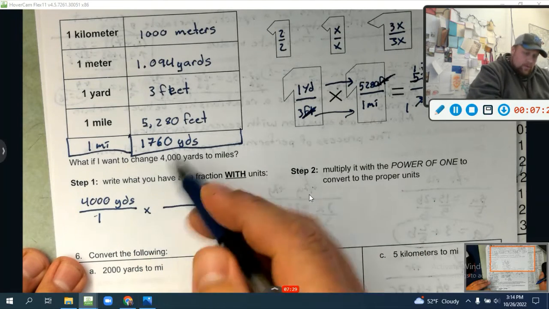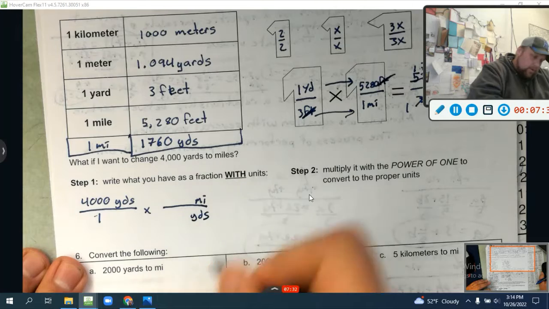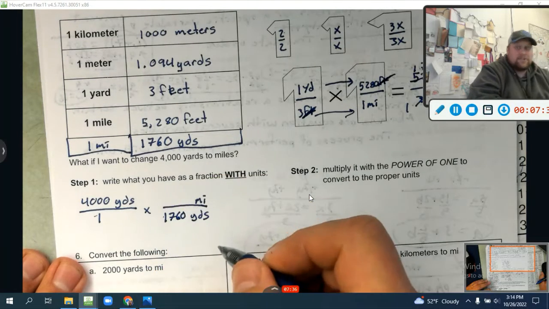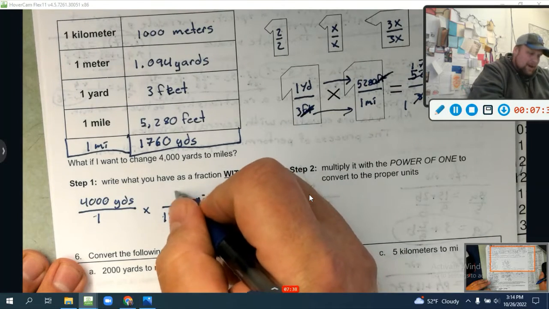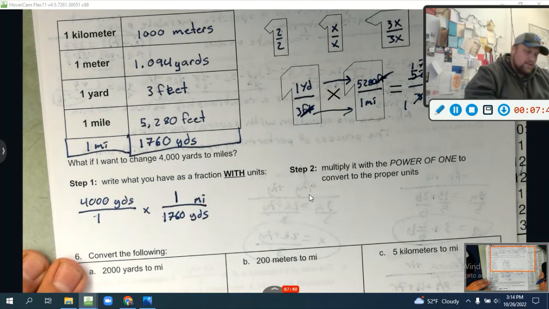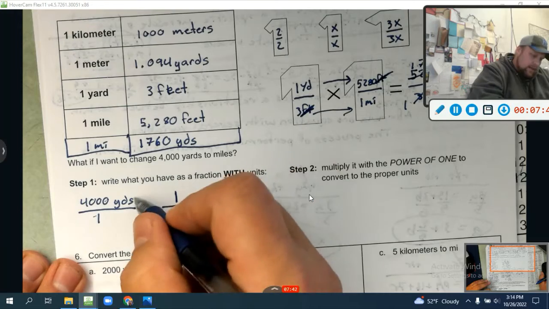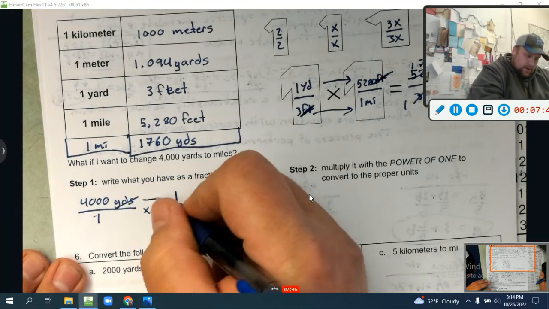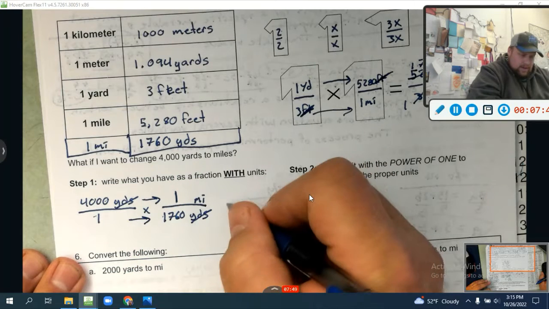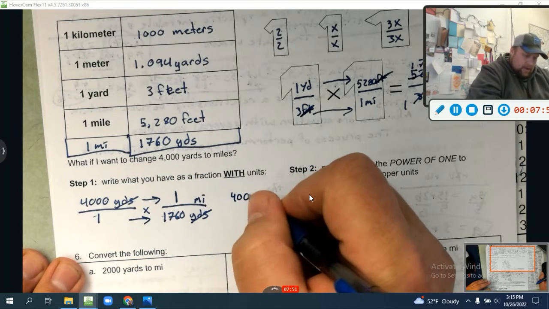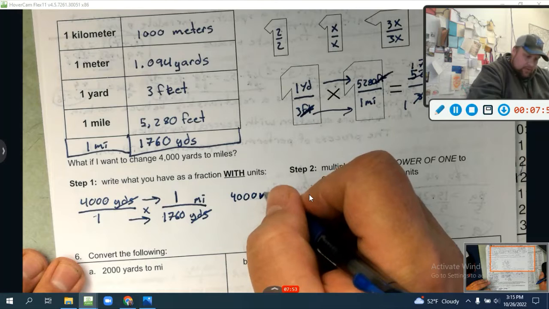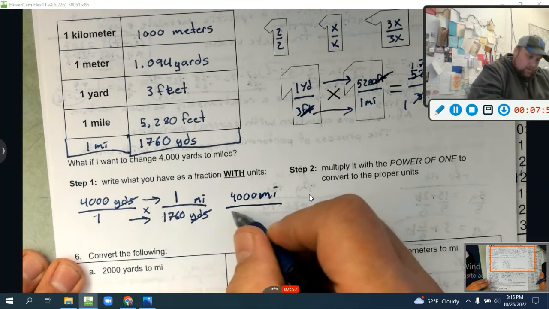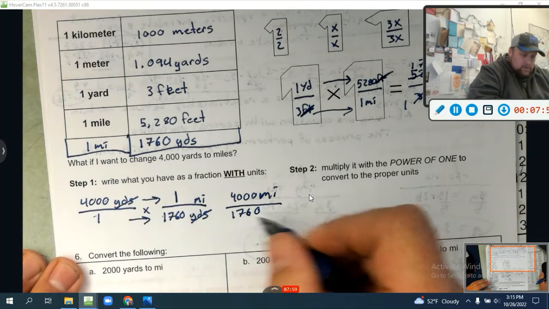And what do I know? I know that 1,760 yards, we just did that, there's a reason, is equal to 1 mile. So let's do some cancellation. I can cancel yards, cancels yards. And then if I multiply straight across, I get 4,000 miles, because I don't have yards, I just have MI, all over 1,760. I have no units on bottom because they canceled out. Well, let's go ahead and divide that out.